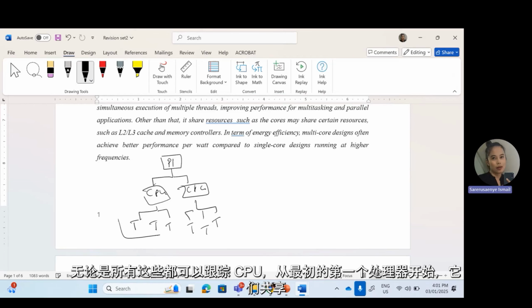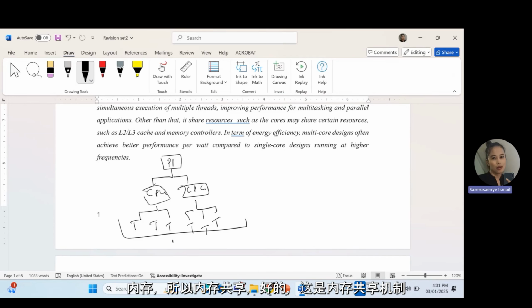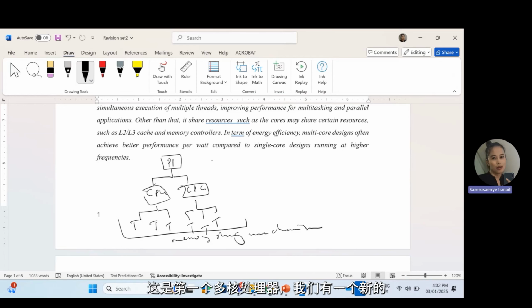However, for all of these threads and CPUs from the original first processor, they are sharing the memory. So this is memory sharing, this is the memory sharing mechanism. So this is the first multi-core processor.